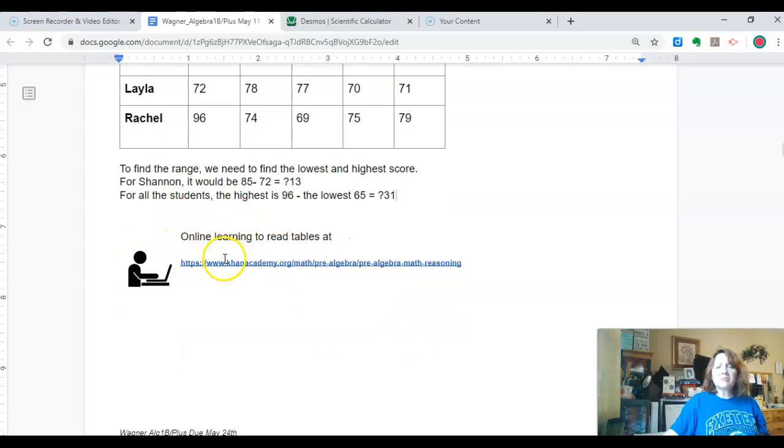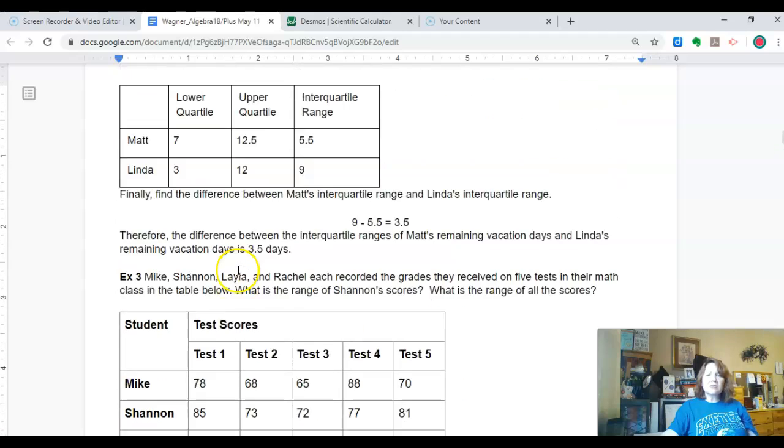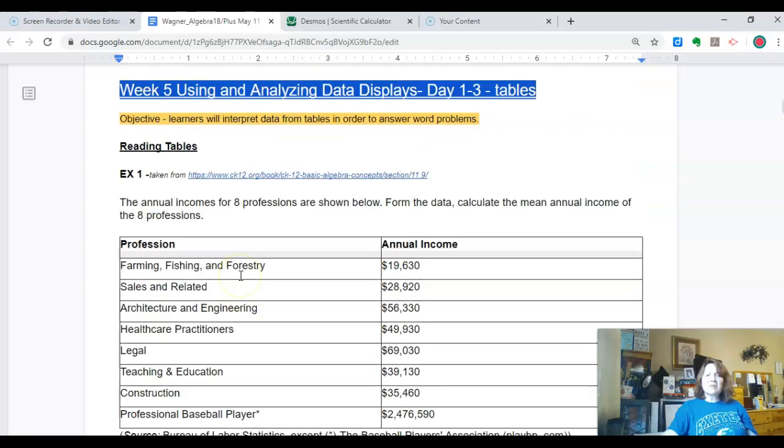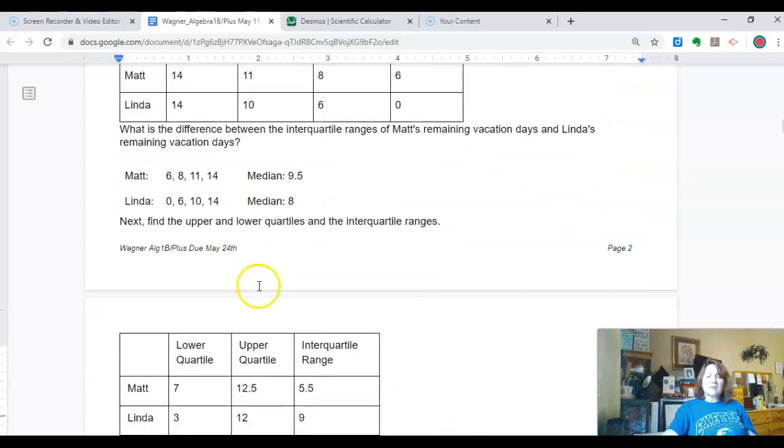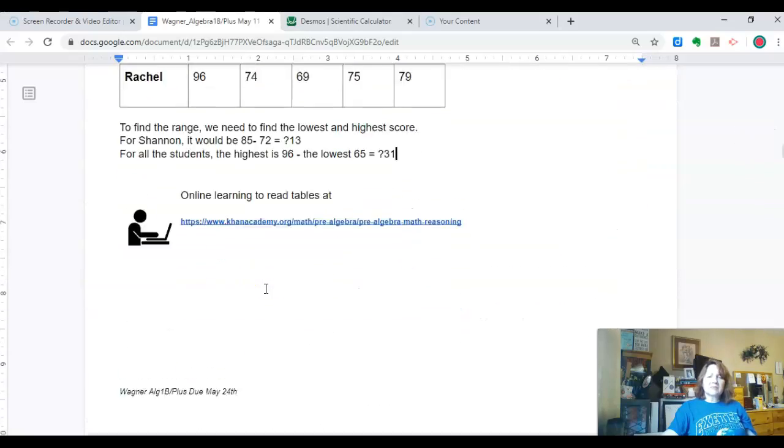Okay, so I have different places where you can go online and read some tables online if you'd like to. And I think that's the first place where I have some links for you to click on.